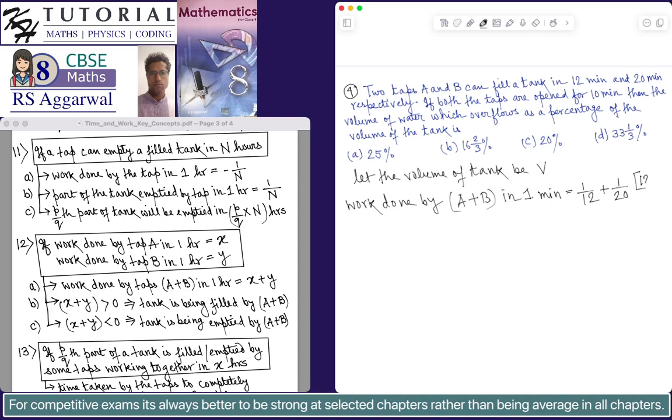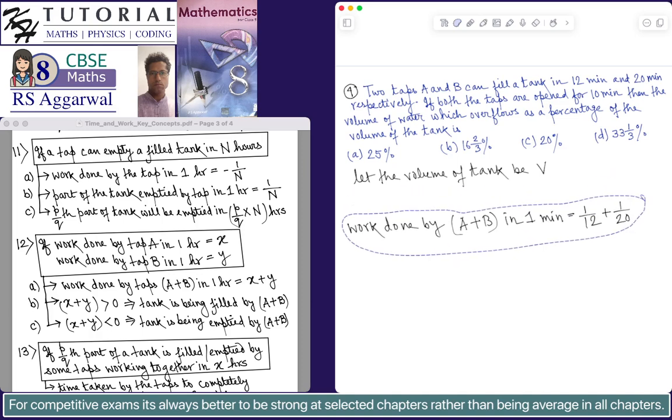So you can consider the concept applied to be 12A. Not actually 12A, but two concepts have been applied together. Let me solve the problem in more detailed steps so that you will understand the concepts applied. So we can say that work done by A in 1 minute will be equal to 1 by 12.